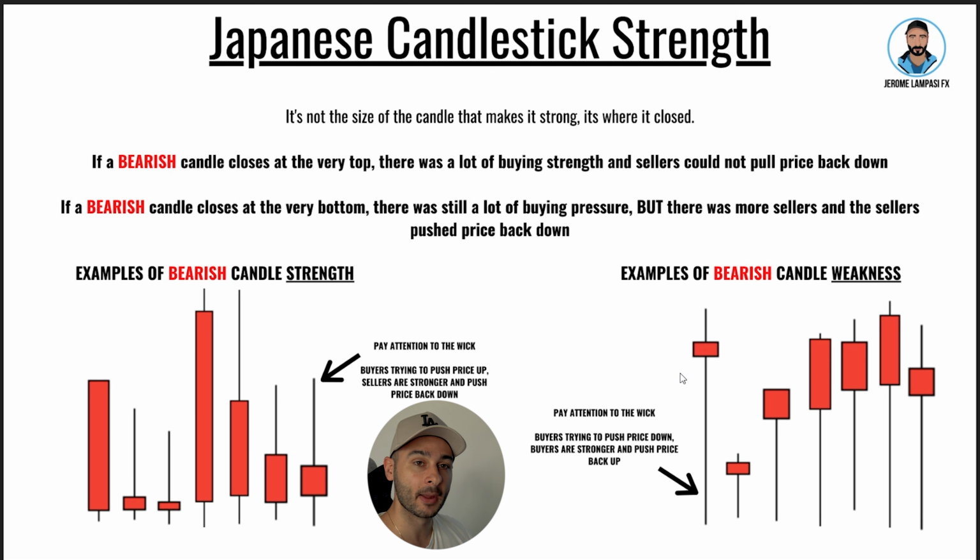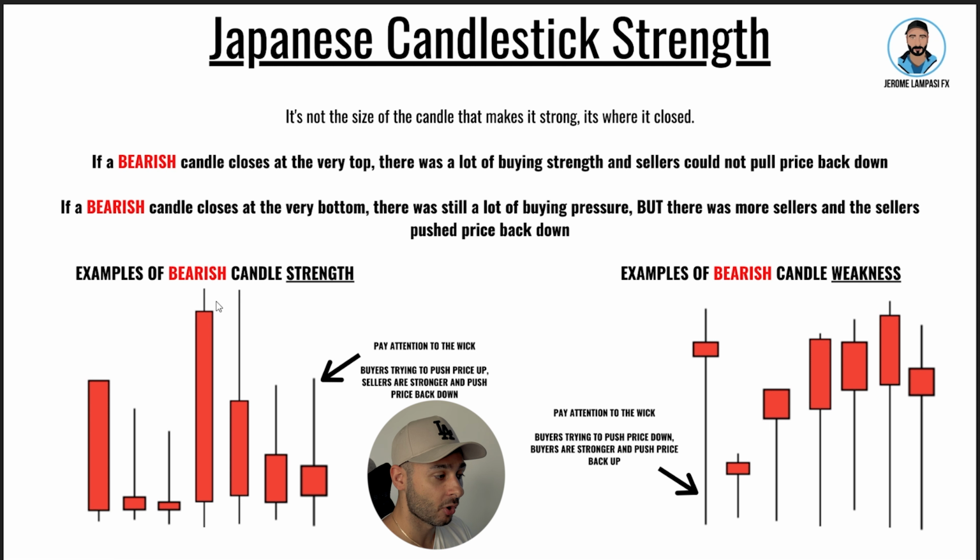Something really important to pay attention to. Here we have some bearish examples. Once again, it's not the size of the candle that makes it strong, it is where it closed. If a bearish candle closes at the very top, there was a lot of buying strength and sellers could not pull price back down. If a bearish candle closes at the very bottom, there was still a lot of buying pressure, but there were more sellers and the sellers pushed price back down, resulting in more selling strength.